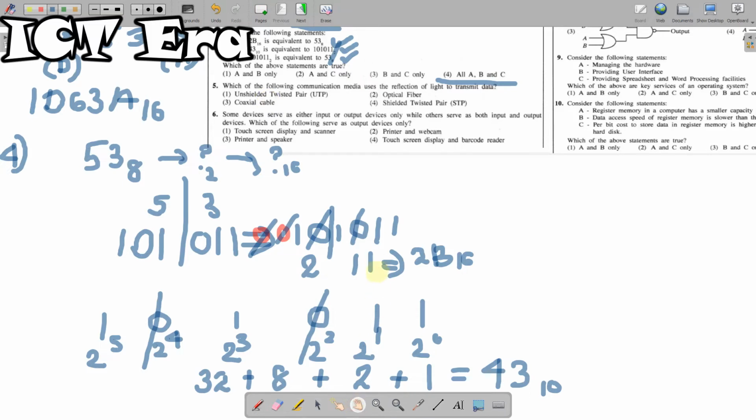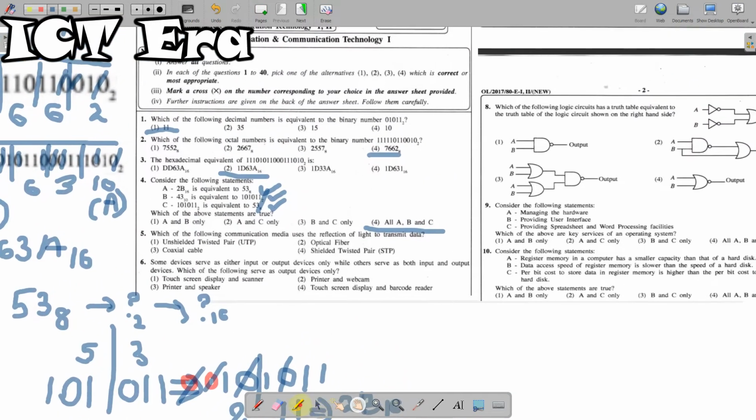Then now the fifth one: which of the following communication media uses the reflection of light? Reflection of light is used by optical fiber. Then the next one: some devices serve as either input or output, while some others serve as both input and output, like a touch screen.